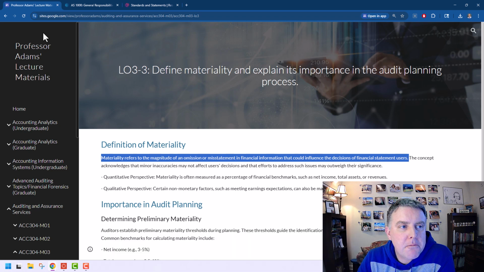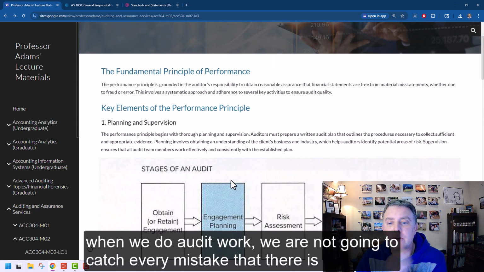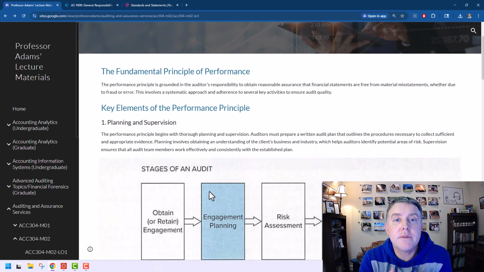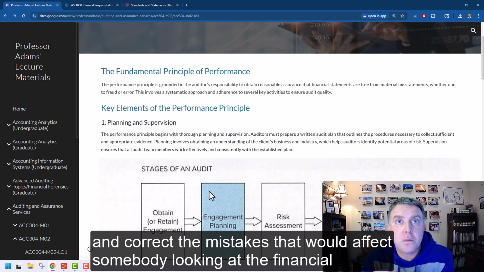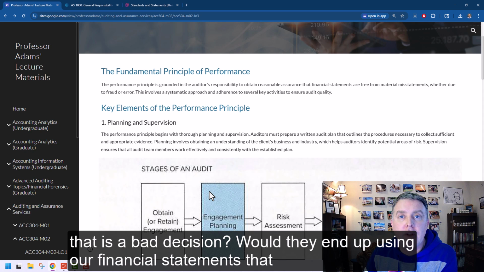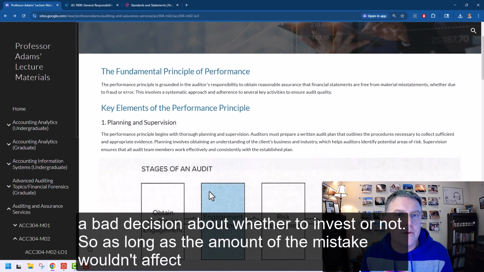So the idea is that when we do audit work, we are not going to catch every mistake that there is in the financial statements. Our goal is to find and correct the mistakes that would affect somebody looking at the financial statements. If they were to look at the financial statements with the mistake in there, would they make a bad decision? Would they end up using the financial statements that we've audited to make an investment decision, let's say, and that information was false, and so they make a bad decision about whether to invest or not?